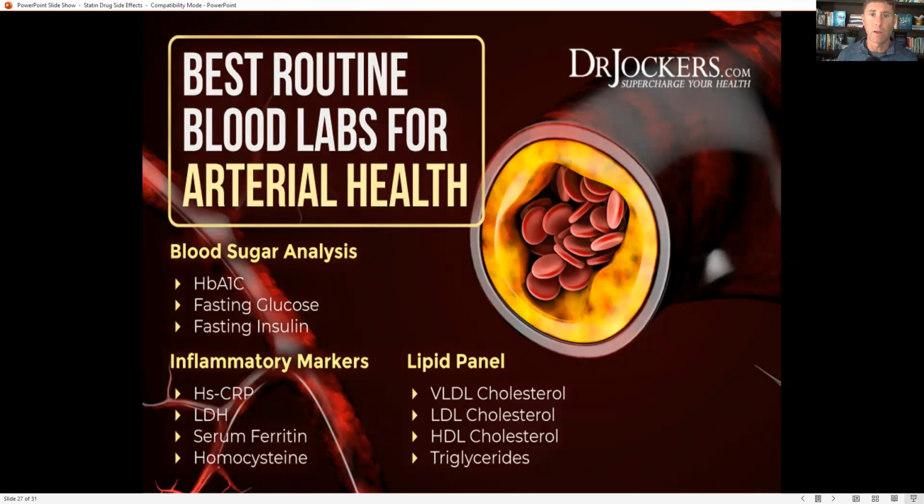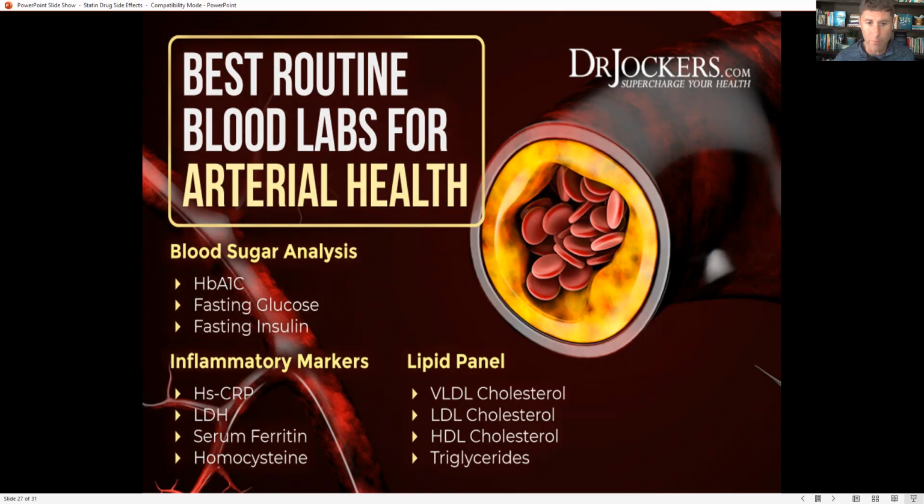Now, best routine blood labs for arterial health in general. I'm looking at blood sugar analysis, looking at your fasting insulin, your hemoglobin A1C, and seeing how much glycation is taking place. Ideally, I like to see that under 5.2% of your hemoglobin being glycated, or less. So if you're up at that 5.5, 5.6, 5.7 range, that's high. That's a high percentage of glycation taking place in your hemoglobin. That's a sign your blood sugar has been too high.